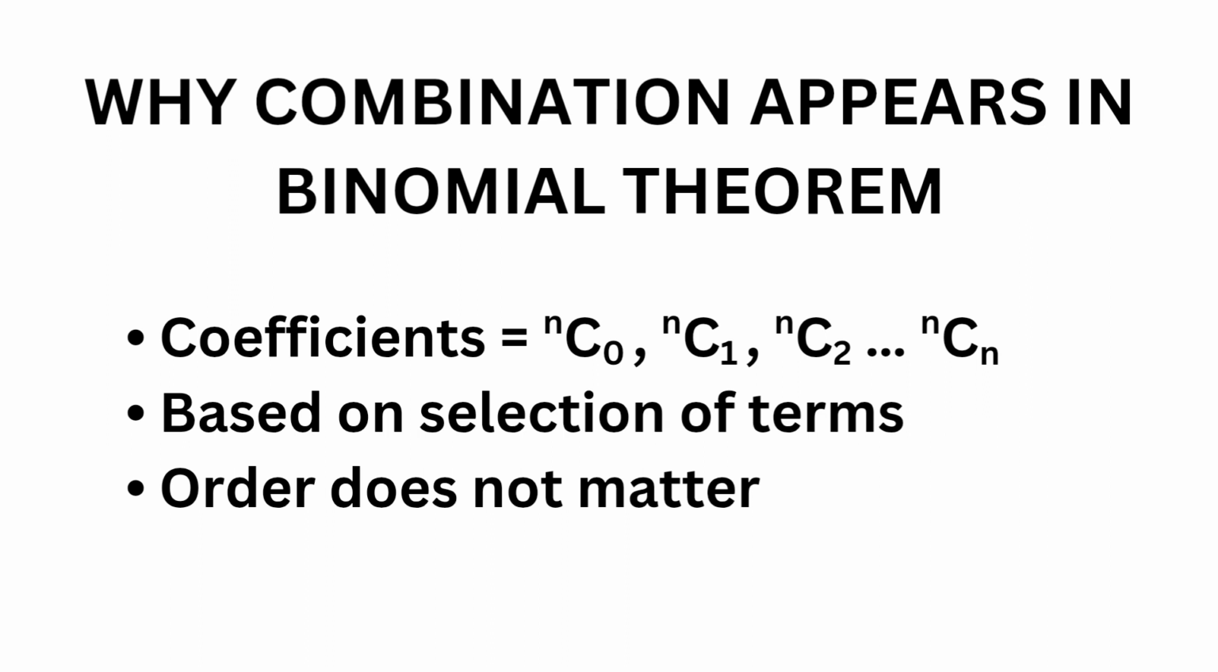When we expand a binomial, we are actually choosing how many times b appears in each term. Since order does not matter, combinations are used. That is why coefficients are written as nCr.